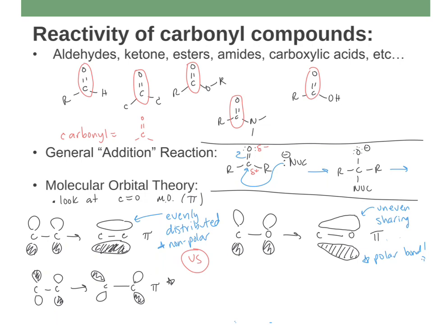And we know that, like I just drew up here, there's a partial negative on the oxygen and a partial positive on the carbon. We know that that's the case. I'll even add that here: partial negative here, partial positive here. That's just because most of the electrons are hanging out on the oxygen side, not the carbon side. So you get that little dipole.